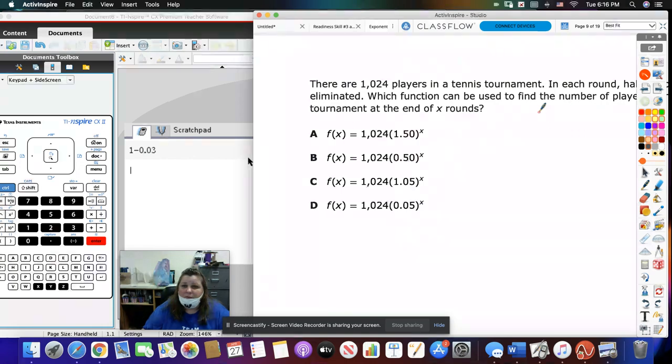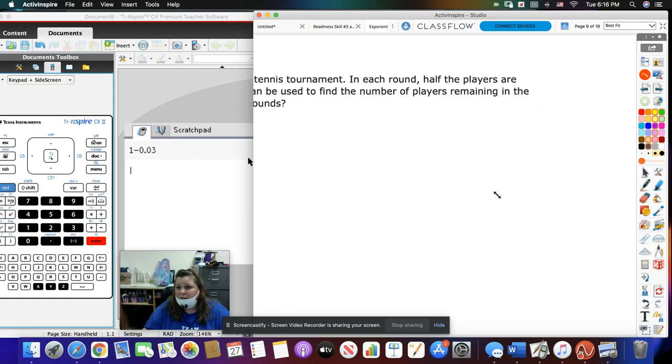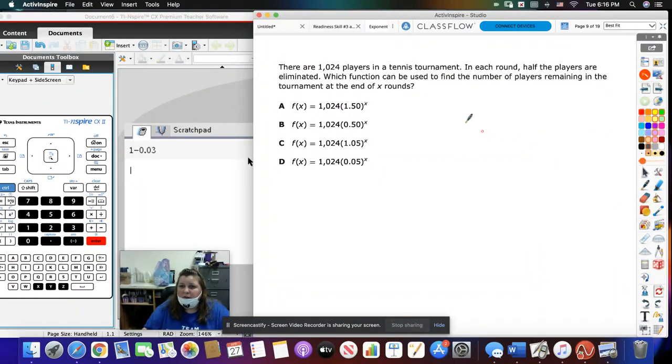All right, here's another example. Let's get this a little better so we can see it. There are 1,024, so that's my initial amount of players in a tennis tournament. All of these have 1,024, so that doesn't eliminate any answers. In each round, half of the players are eliminated. So they're going away, eliminated. It's going down, it's decreasing again. How much is it decreasing by? It's decreasing by half. This time you don't see the percentage anywhere, but they're expecting you to know half is 50%.